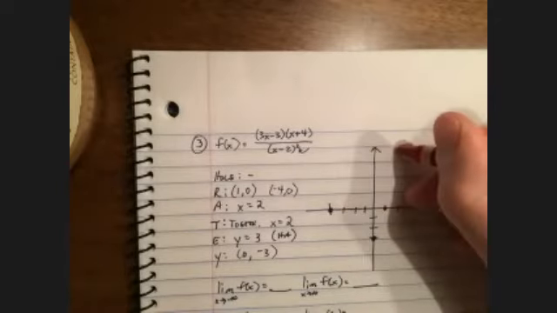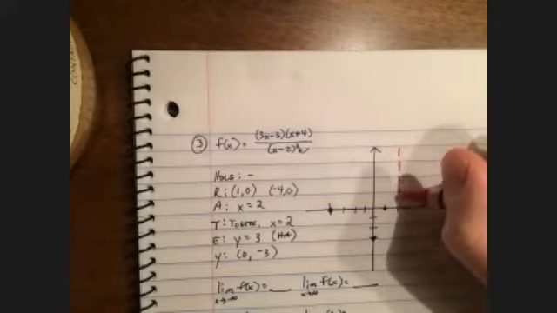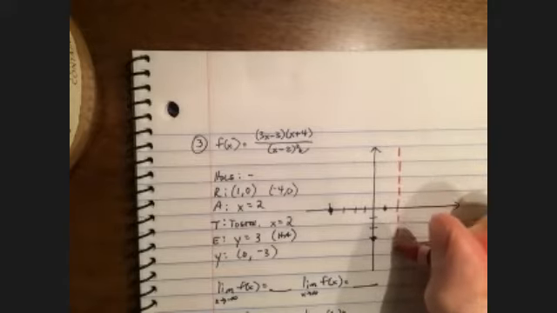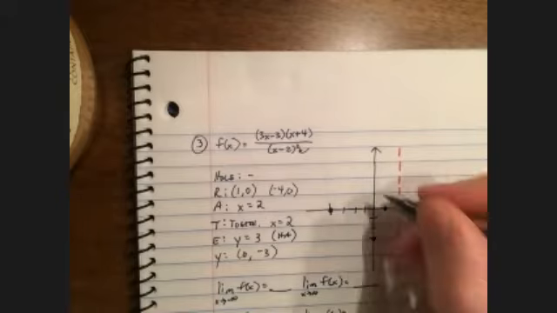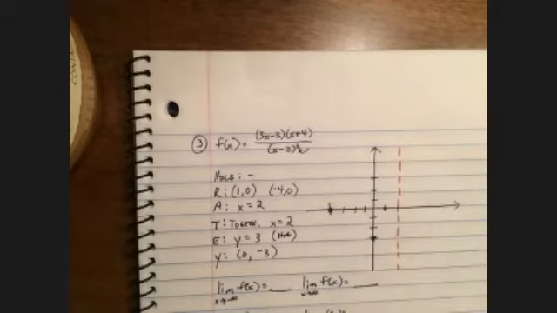All right, we're going to have our vertical asymptote at x equals 2. Oh yeah, got the crayon for our vertical asymptote. That's the one, that's the one. All right, so now we know vertical asymptote at x equals 2, and we're going to have a horizontal asymptote at y equals 3.